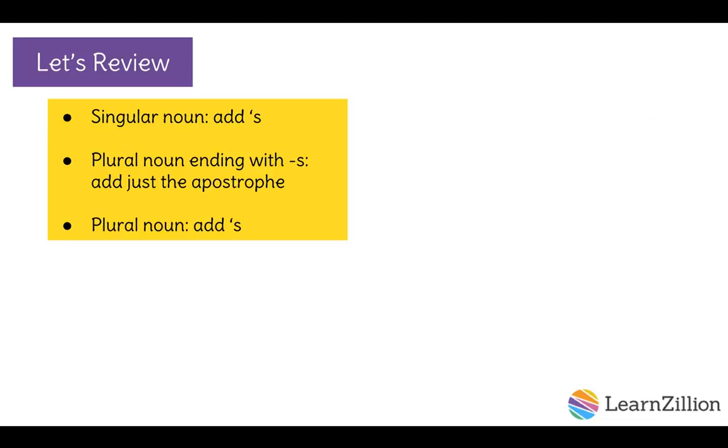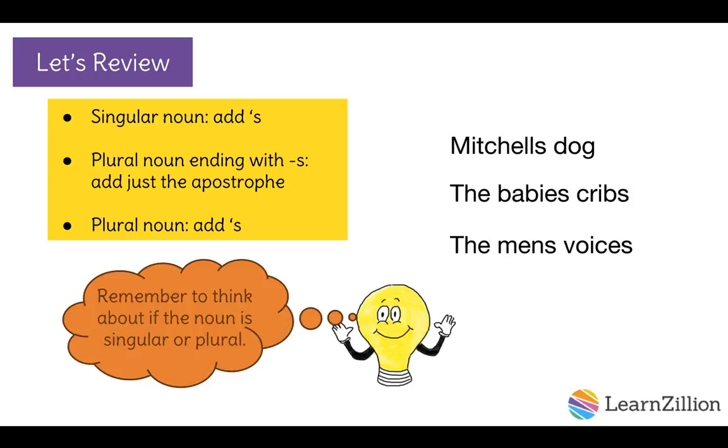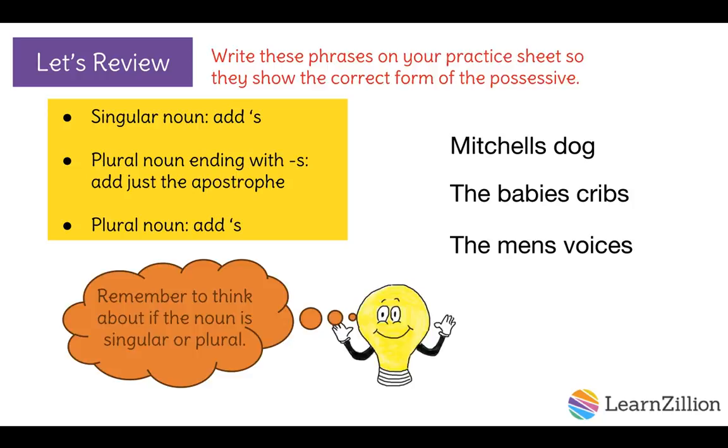Now you try it. Here are 3 phrases: Mitchell's dog, the baby's cribs, the men's voices. Remember to ask yourself if the noun is singular or plural. Using the rules for forming possessives, write the nouns with the correct form of the possessives on your practice sheet. Pause the video while you write. Press play when you are done.